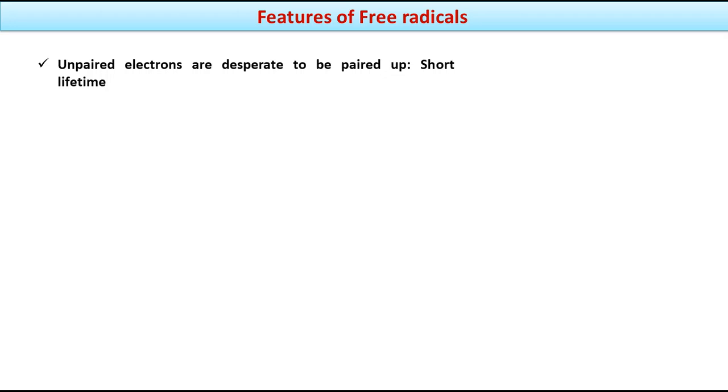Okay, so let's start. As they are having unpaired electron, obviously they are desperate to be paired up. Now don't think that as it is desperate to be paired up, it will always react with another free radical. Suppose I have free radical R dot, it may be carbon or anything other, and it is reacting with another R dot, so that it can now become an electron-paired molecule like R-R, that is a bond between R and R. But that is not always necessary.